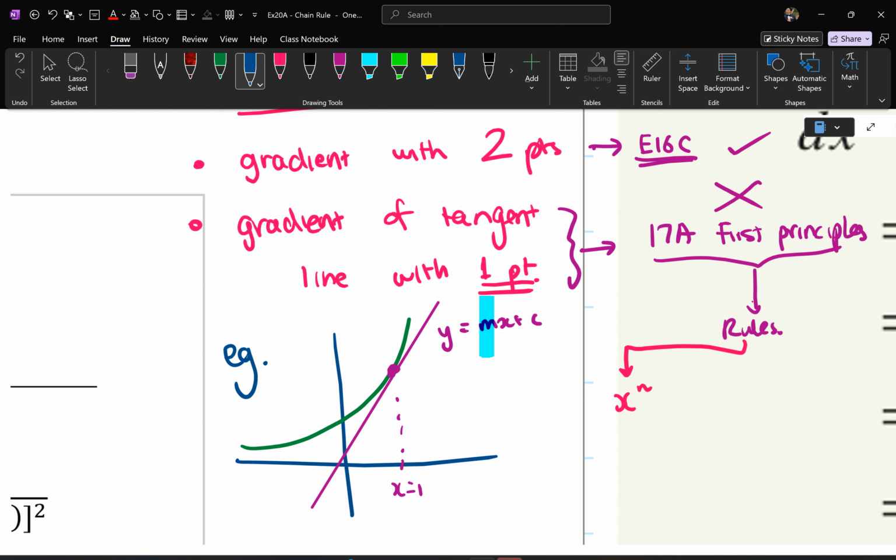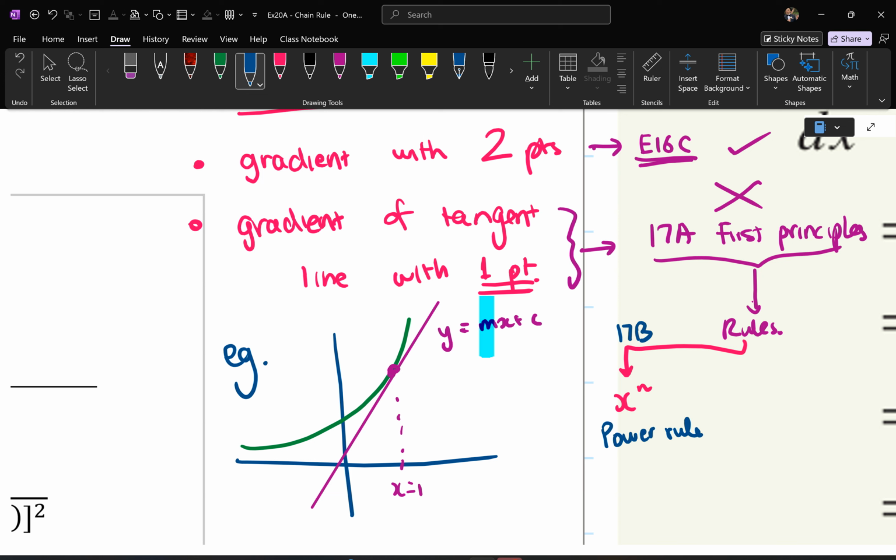What was this rule called? That was the very first rule you learnt, which is in 17B. What was that rule called? Can I please have Christina? To find the derivative or the gradient at 1 point for any function that is ax to the power of n: power rule. That's why it's easy to remember.